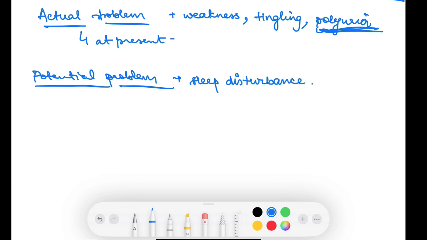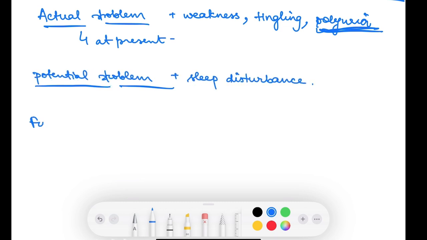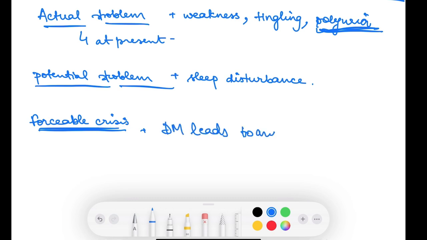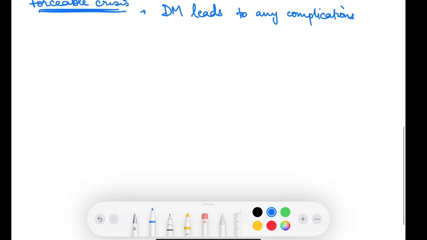Further we move on to forcible crisis. Forcible crisis is the condition that, if not treated on time, leads to complications. So it is what will happen in the future if it is not treated at that time. For example, with polyuria there is diabetes, and diabetes mellitus leads to complications. Got it?